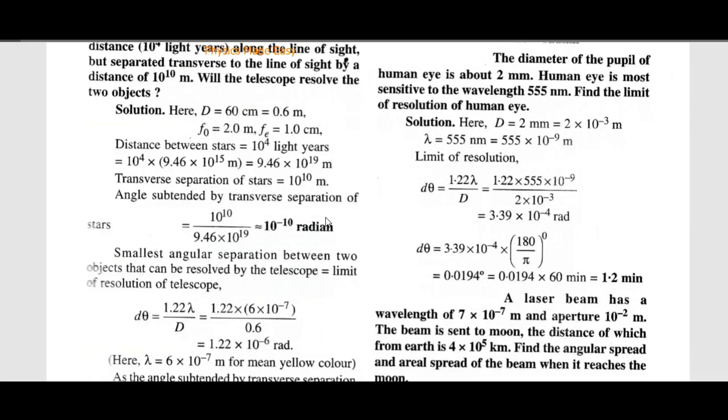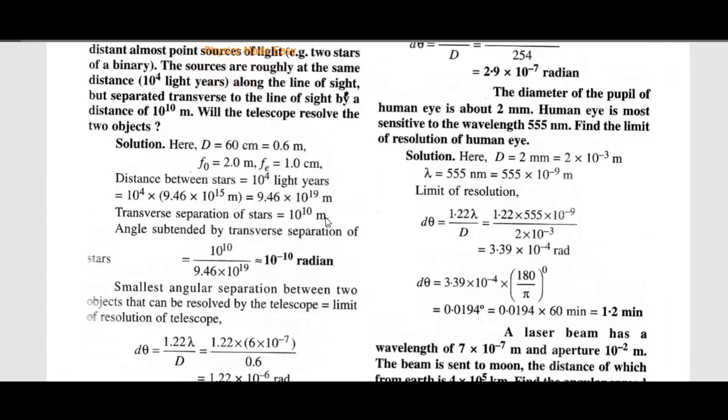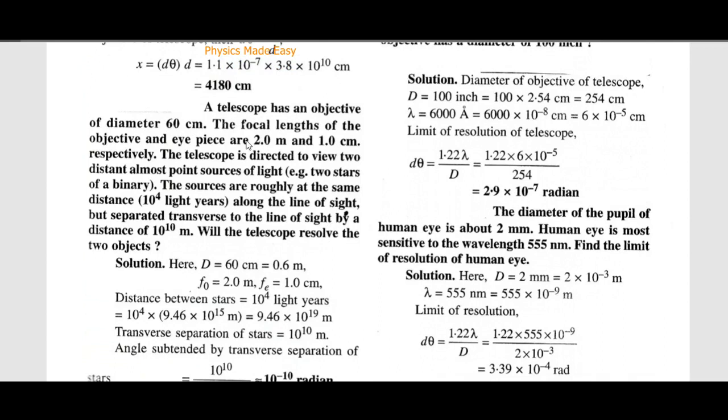Now, in this problem, he has given a telescope, and the diameter of the telescope, capital D, is given. The focal lengths of the objective and eyepiece are given. The telescope is directed to view two distant, almost point sources of light, two binary stars. The sources are roughly at the same distance, 10 raised to power 4 light years. The distance is given along the line of sight, but they are separated by a transverse distance of 10 raised to power 10.